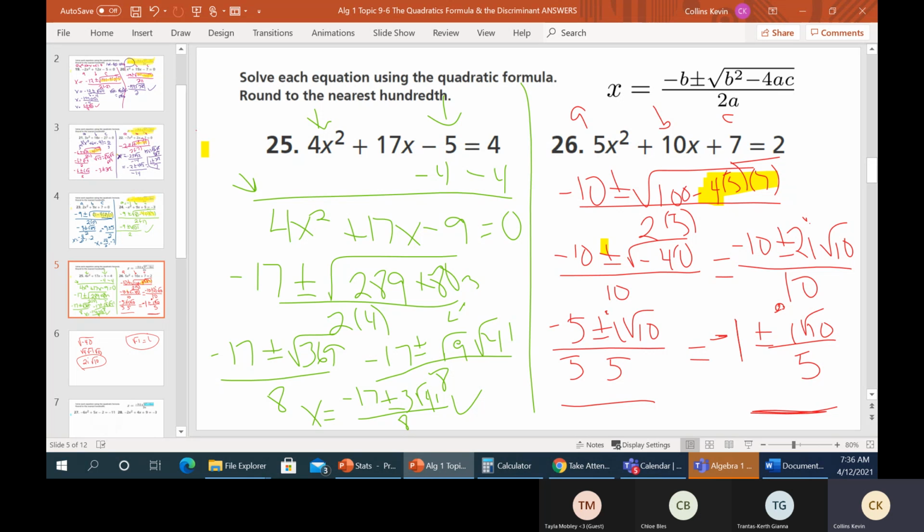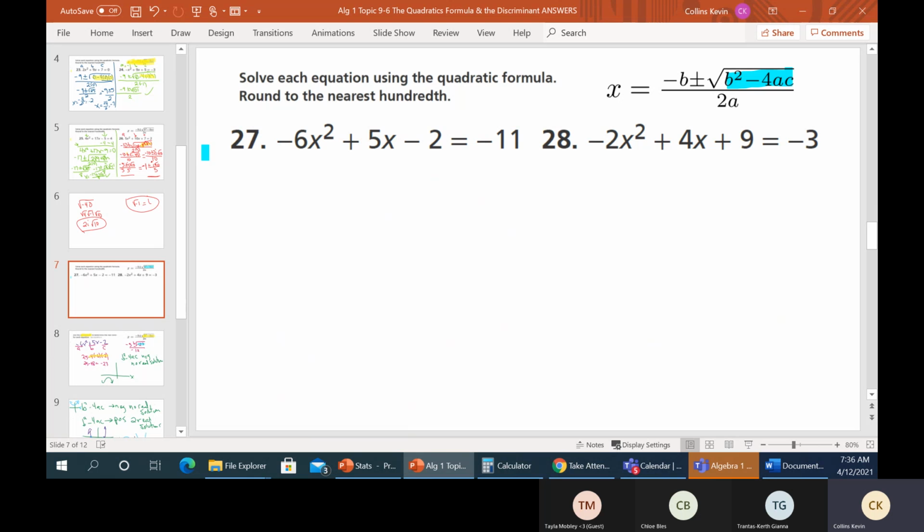All right, let's see what we got now. Okay, so the next part here, it says solve each equation using the quadratic formula. Round to the nearest hundredth. So this time they actually want an answer, as opposed to all that square root stuff. So that's cool. We can do that.